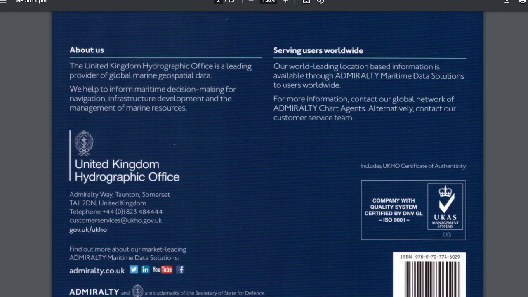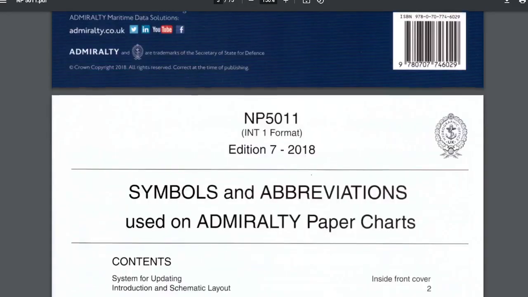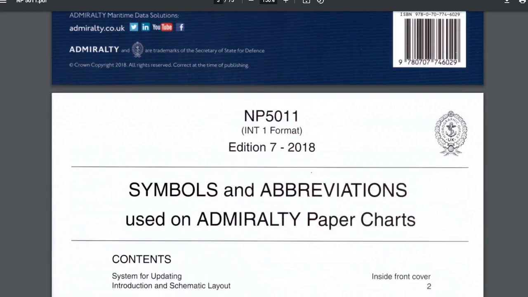And from the exam perspective, apart from, as I mentioned, the question number 8, which comes about the symbols, it is also very important in passage planning. You cannot end up drawing the course over a wreck. So that's going to be a blunder. So yeah, you need to keep in mind all of what NP5011 says, and you need to be extremely thorough with all the important symbols in order to go about stuff.